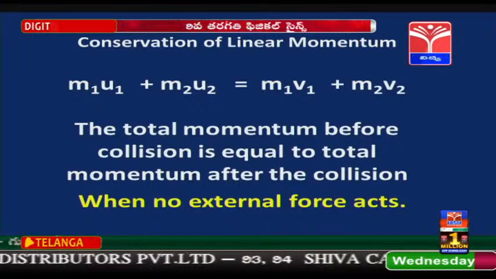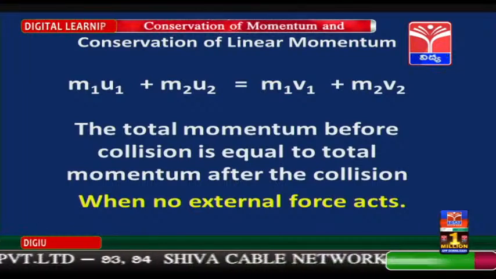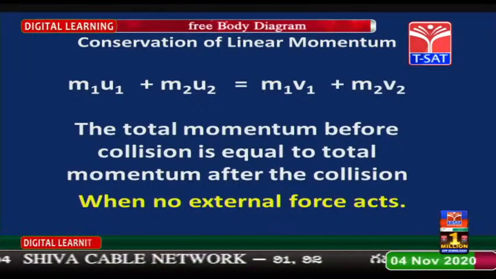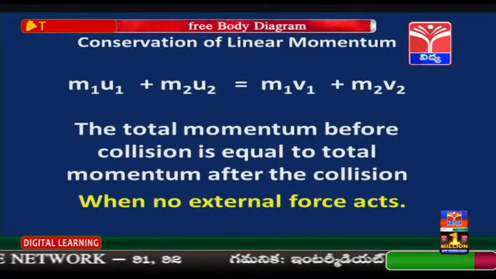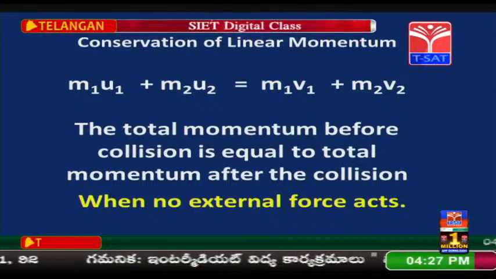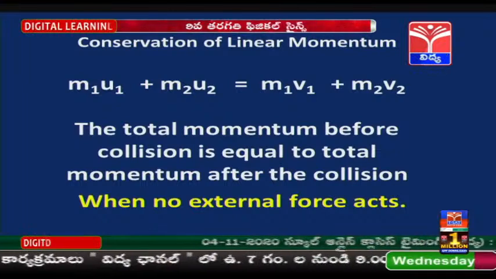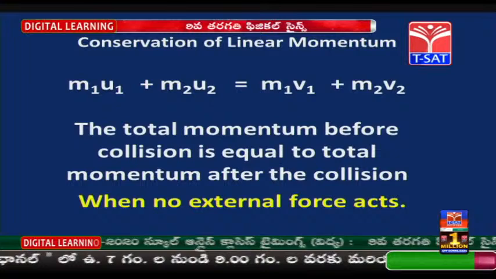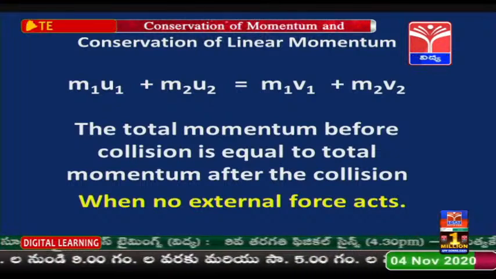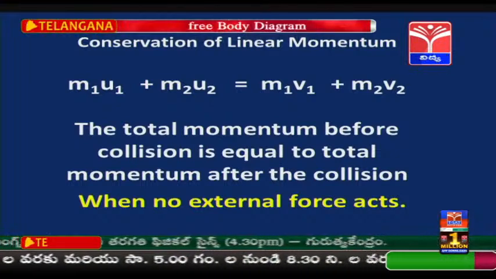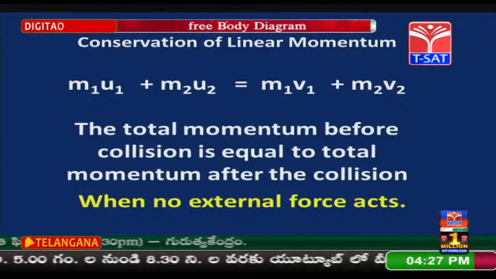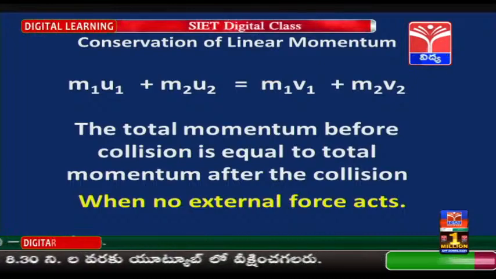So, conservation of linear momentum says the total momentum before collision is equal to total momentum after the collision. Here the condition is external force should be 0, that is, there should not be any external force acting on these two particles. So, m1 u1 plus m2 u2 should be equal to m1 v1 plus m2 v2.